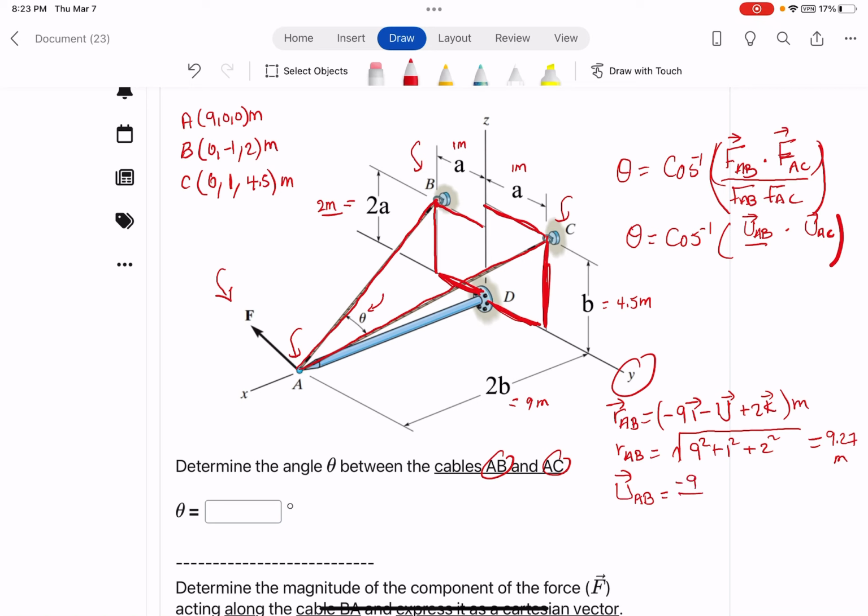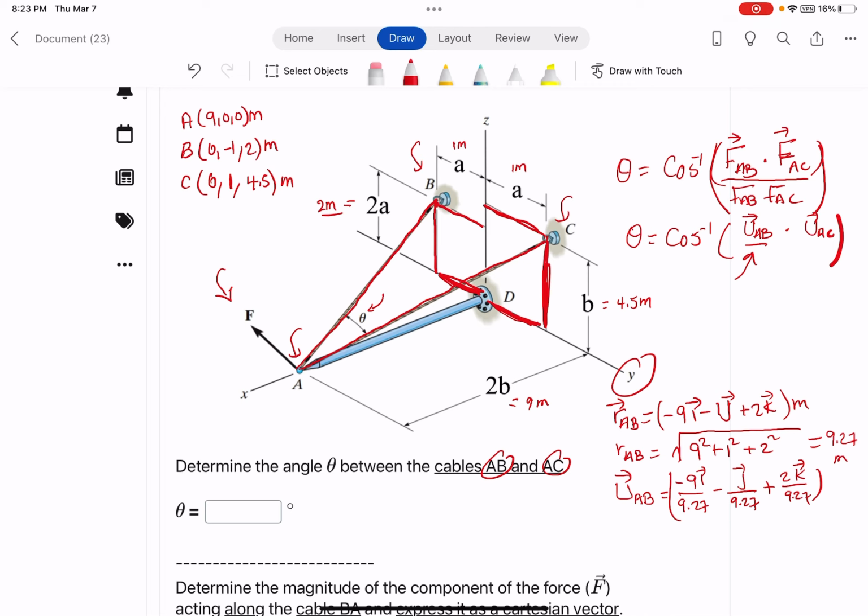And then you can find out the unit vector AB: minus 9i over 9.27 minus j over 9.27 plus 2k over 9.27. There is no unit for the unit vector. So we found this one.